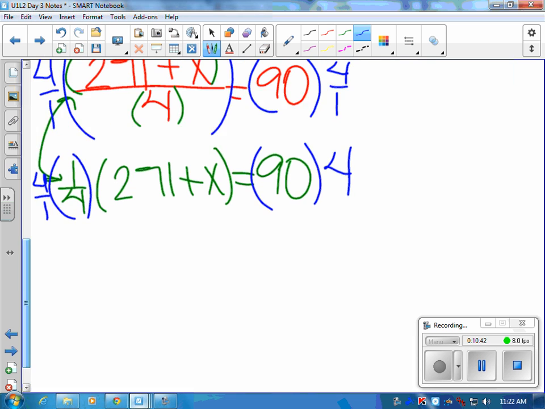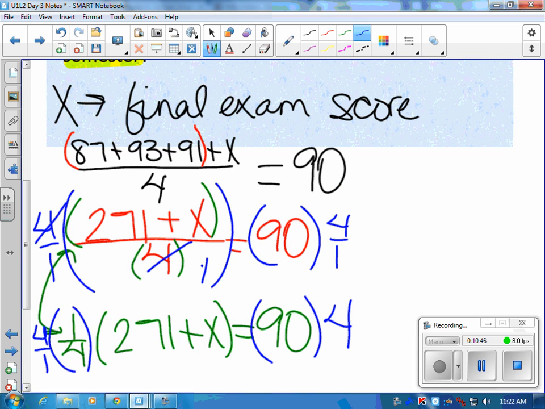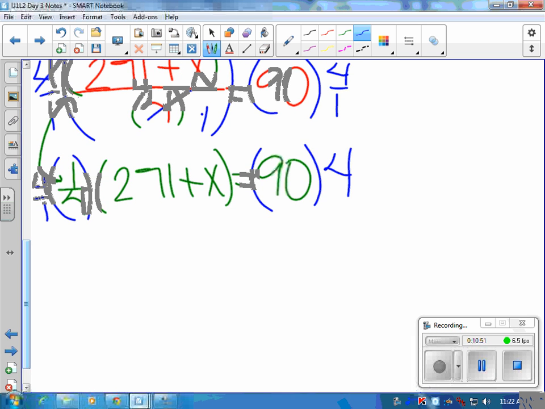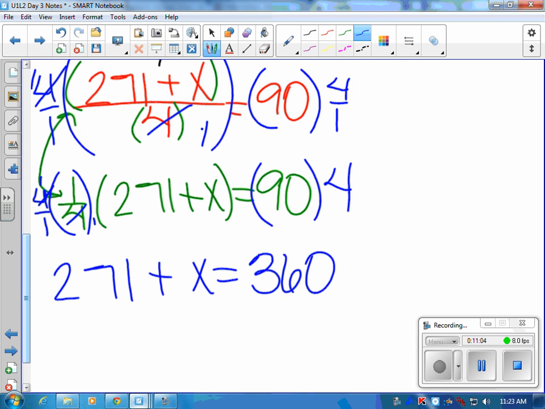So no matter how I look at it, 4 over 4 simplifies to 1 over 1. And same over here, 4 over 4 simplifies to 1 over 1. No matter which version I look at, I now have 271 plus x equals 360. So now I've gotten rid of all the fractions just by multiplying by 4. What's my final step here in this equation, Alex?